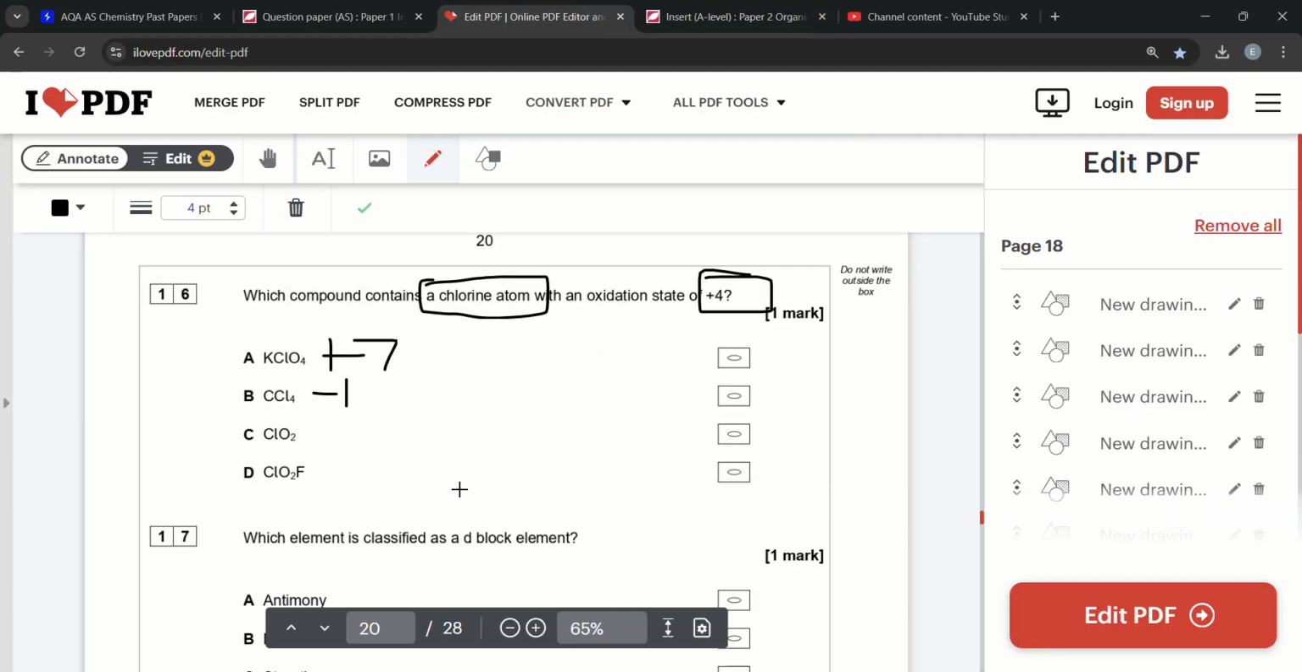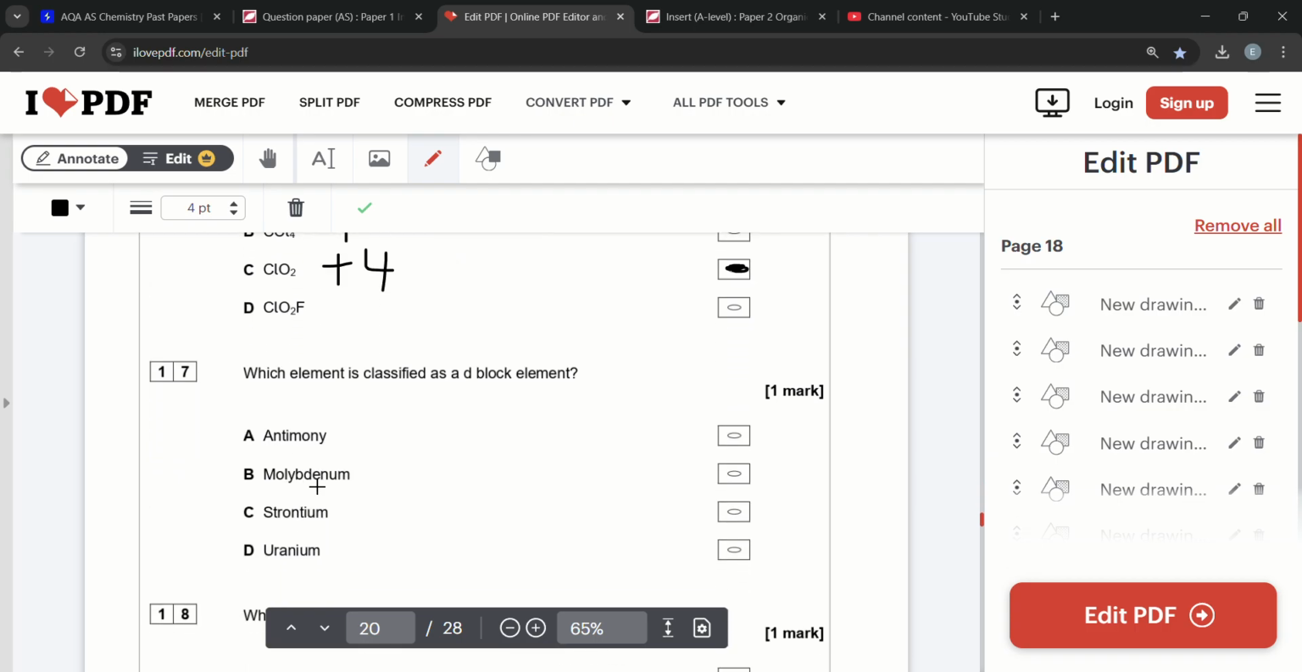In this case, oxygen is minus 2 times 2, minus 4, so chlorine has to be +4. The answer is C. And if we look at D, we don't even need to look at it. The answer is C.